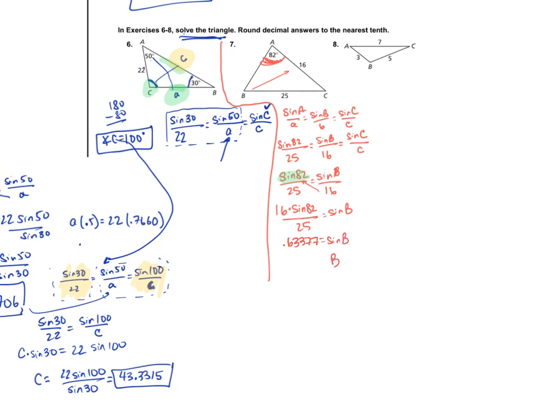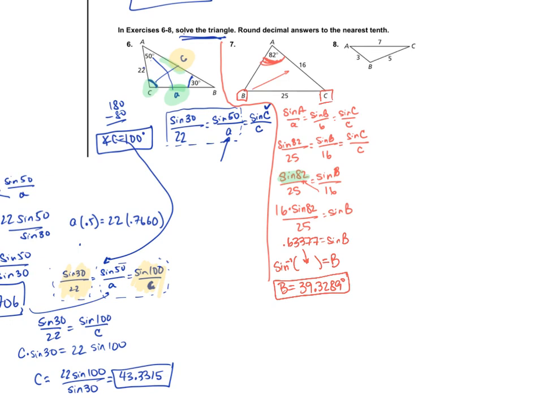To solve for the angle, I need the inverse sine of this. So, inverse sine of 0.63377, that was what b is, I will get an angle of 39.3289 degrees. So now I have angle B.